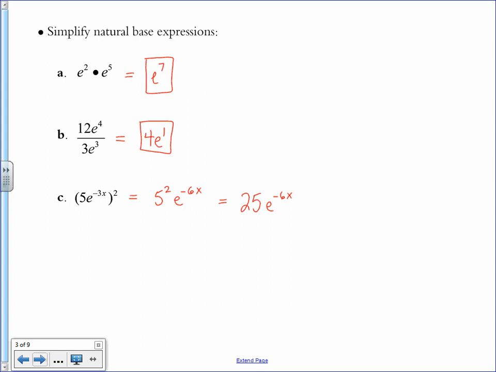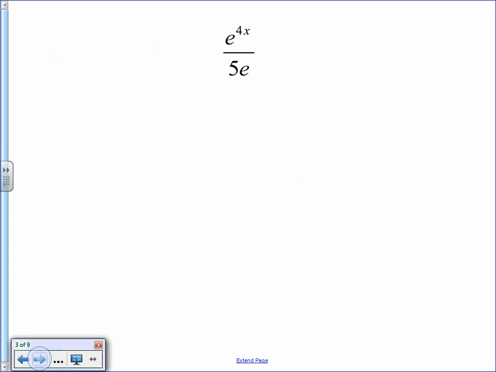Since we don't know what x is, x could be positive or negative, we don't actually know whether this is a negative exponent or not. So you might see it written like this, or you might see it written like this, and either answer is acceptable. When it's e to the negative 6x power, that's not technically a negative exponent because we don't know x. But either of these answers would be acceptable for full credit.